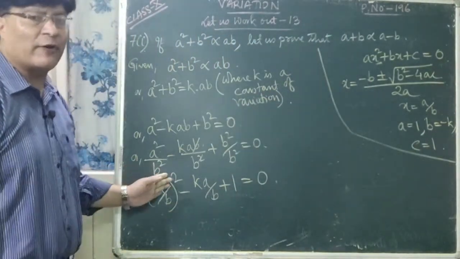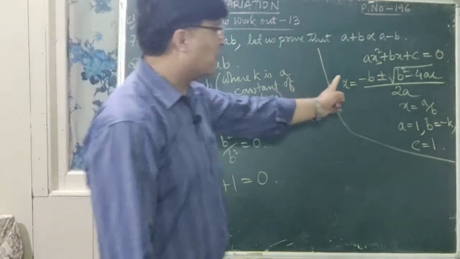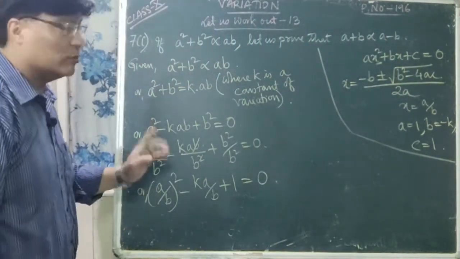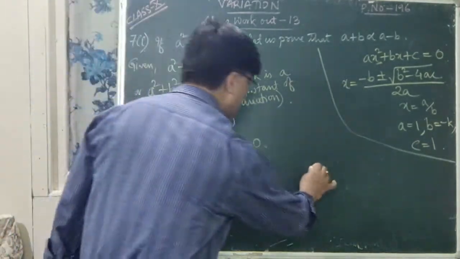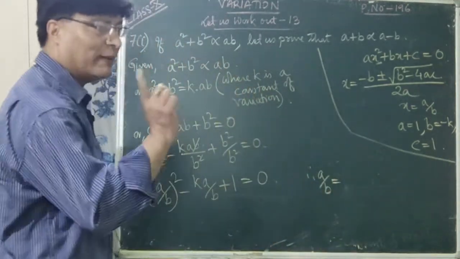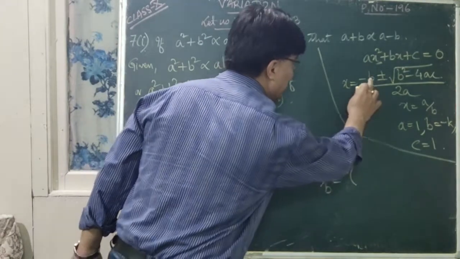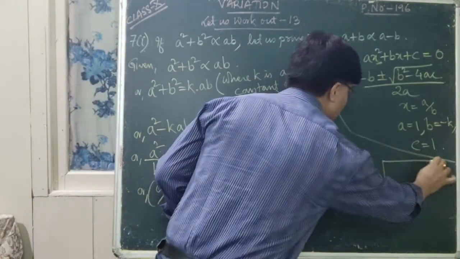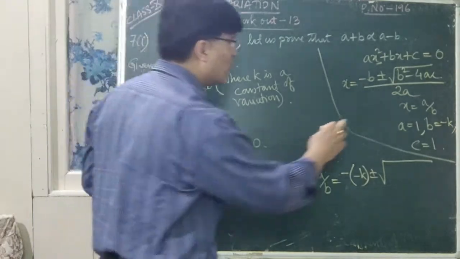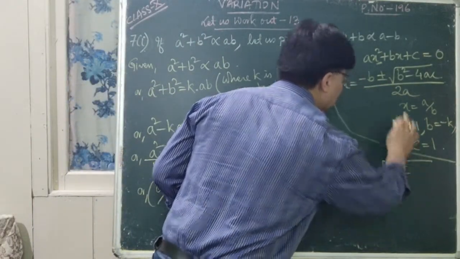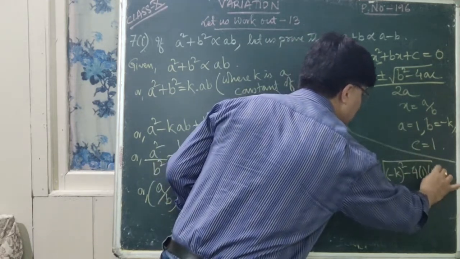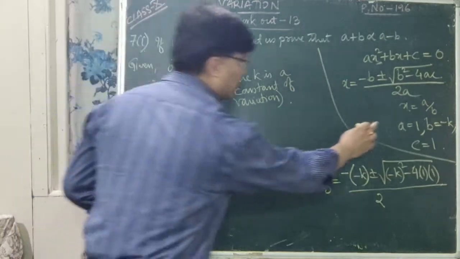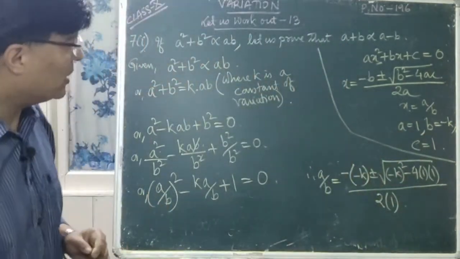So let us use Sridharacharya's formula here to get the value for a by b. What is the value for x? x is equal to minus b plus minus root over b square minus 4ac, whole divided by twice a. So instead of x, here it is a by b. Write down a by b is equal to minus b. What is the value for b out here? It is minus k, right? Then write down plus minus root over b whole square, that is minus k whole square, minus 4 into a, which is 1, and c, which is also 1, whole divided by twice a. Write down 2 into a, which is 1. So I think you have understood it.